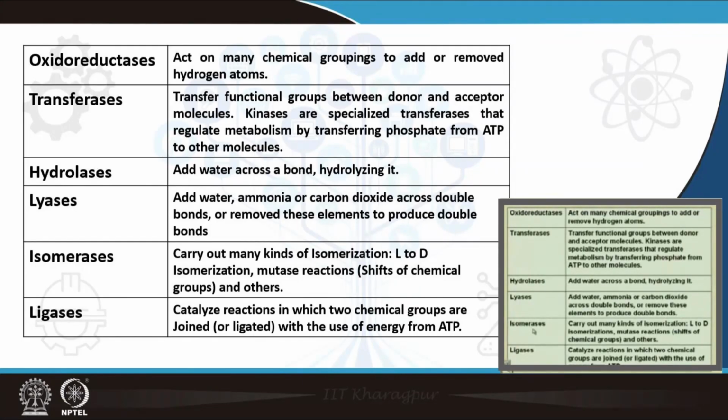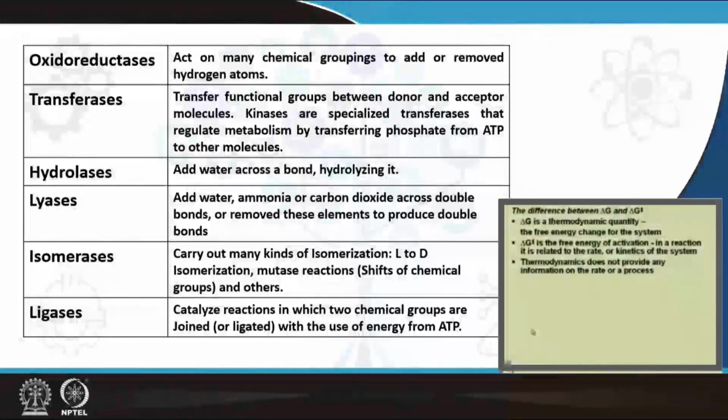Isomerases. What does the name sound like? An isomer. So what is it going to do? It is going to bring about an isomerization. An isomerization reaction is going to be catalyzed by an isomerase. So it will carry out or catalyze the isomerization, say from an L to a D form. So basically what is it doing? It is shifting the chemical groups. If you have an asymmetric carbon atom, you know you can have an L form or a D form. What is the difference? The difference is in the position of the groups. So this isomerase can change the position of the groups about the asymmetric carbon atom, giving rise to either an L isomer or a D isomer. So we have the name isomerases.